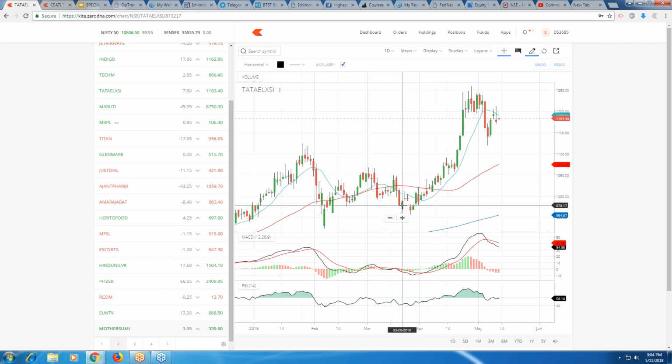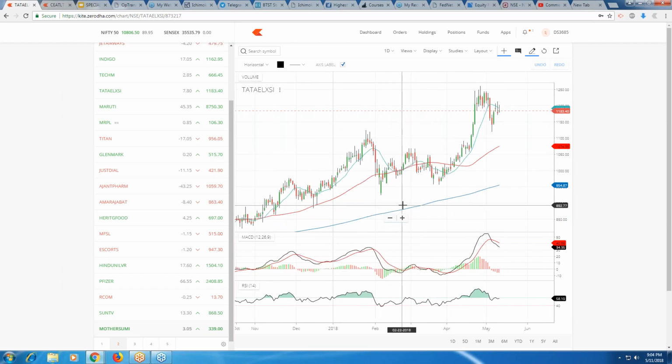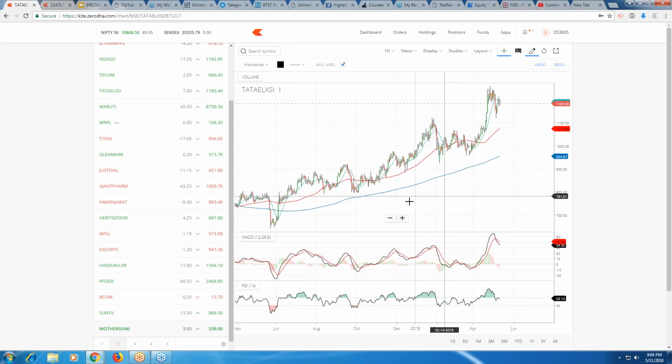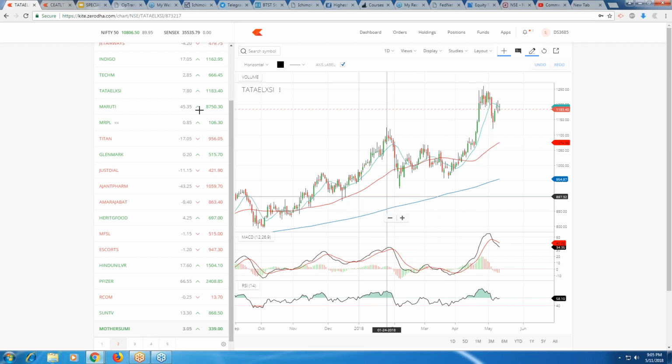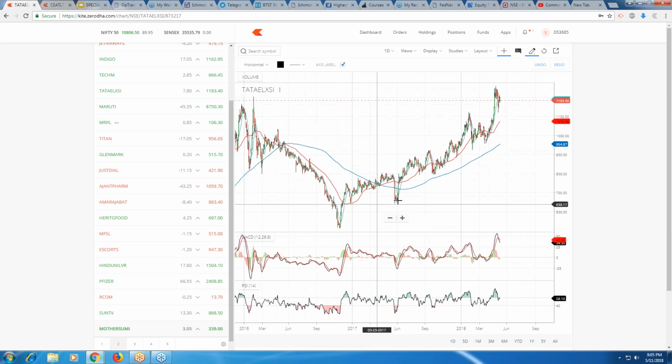So I hope you are understanding what I'm trying to tell you. A very, very important trade is the trade of support. So with this, we'll close it over here and we go to the next trade, which is the trade of 200 moving average breakout. So see you there.